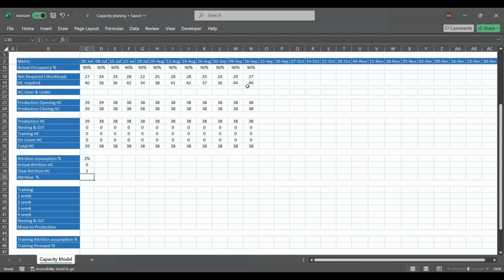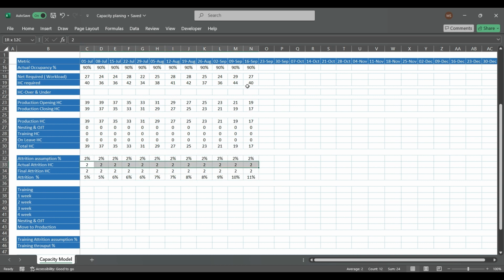Okay, and for this one we would need to calculate the actual attrition, so this one plus then the average of opening and closing. Then here it is showing 0%, just because we have not added it here. If I add 2, then you can see here it is showing 5%. Okay, and I need to move this formula. Now hope you understand these things. Okay, if I remove this one, then it will be showing here.